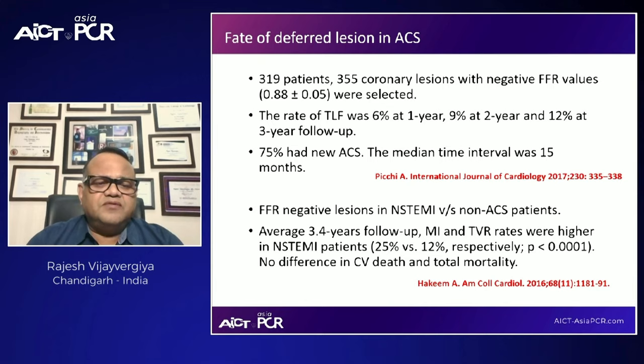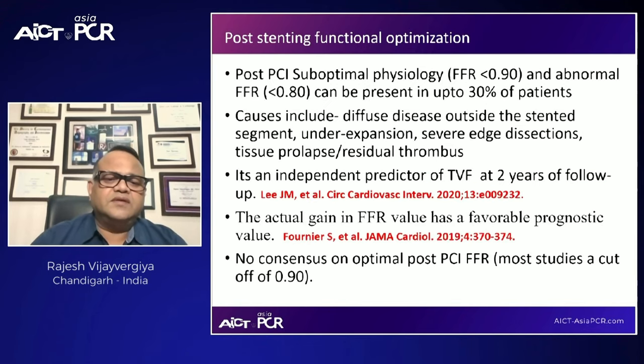A comparison between chronic stable angina and acute coronary syndrome in one of the studies by Hakim A. et al. has shown that at 3.4 years of follow-up, MI and target lesion revascularization rates were significantly higher in those with acute coronary syndrome compared to those with chronic stable angina, though there is no difference in cardiovascular death and total mortality.